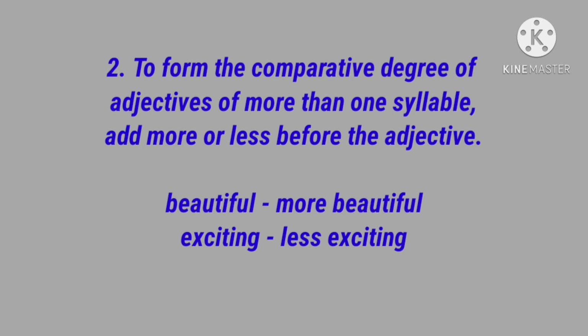Examples, beautiful. So beautiful has three syllables, so before it we add more to make the comparative form. Beautiful, more beautiful. Exciting, less exciting. So comparative degree of adjective of one syllable, add er to the positive form. More than one syllable, add more or less before the adjective.